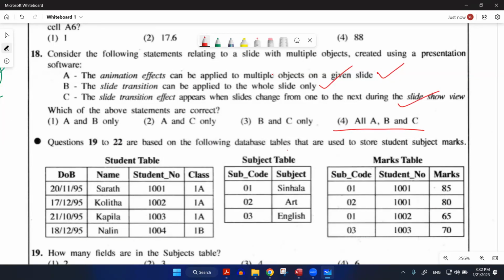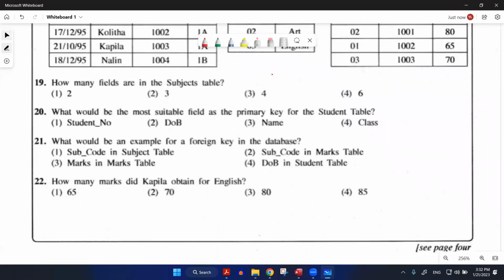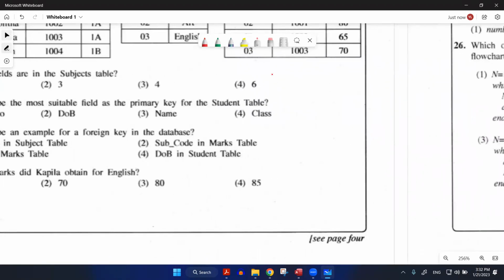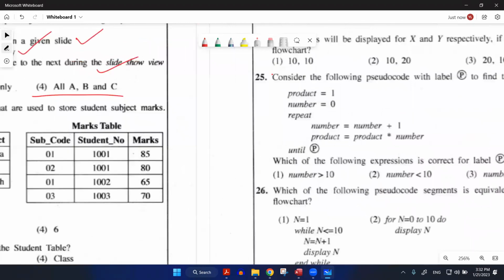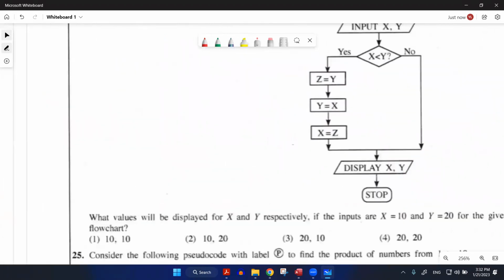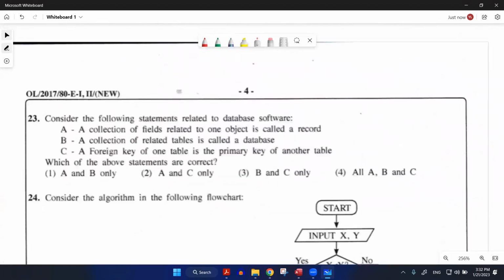Then the 23rd, you say. Okay, let's move to the 23rd. Where is the 23rd? Oh, it's on the other page. Here we go. The 23rd. Okay.